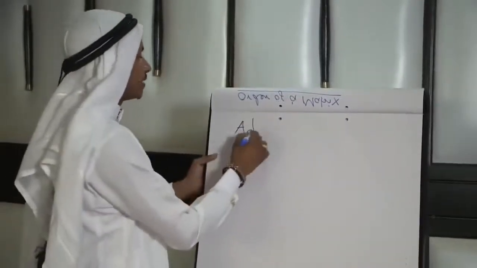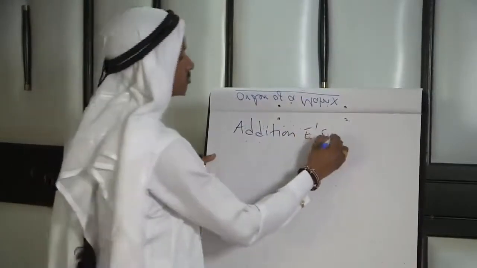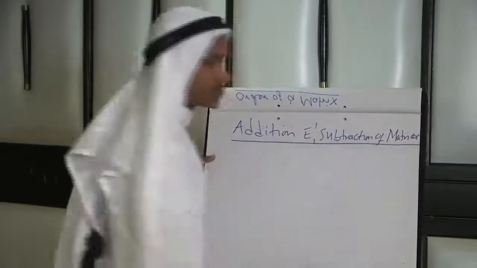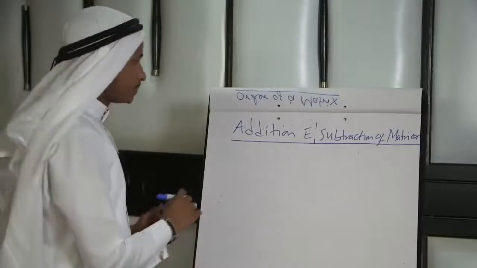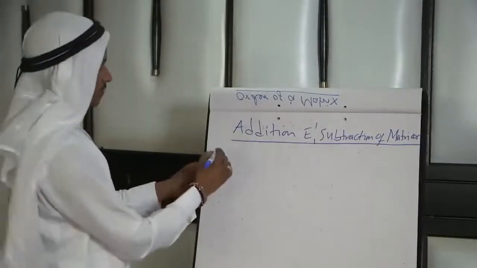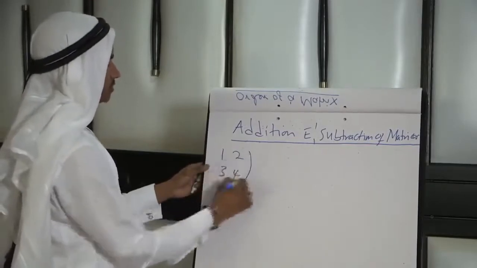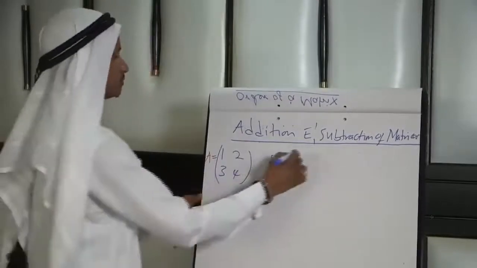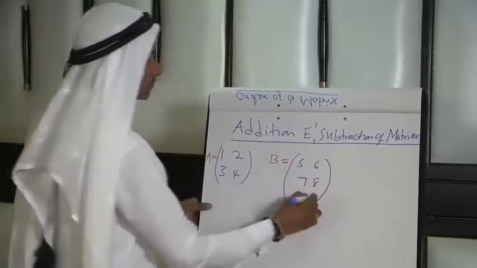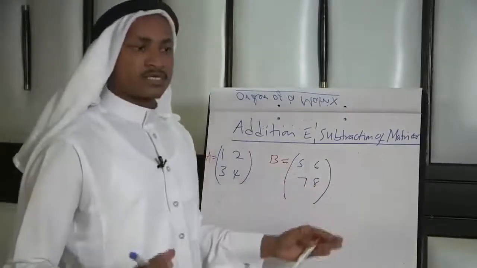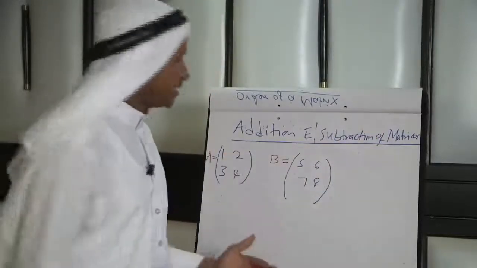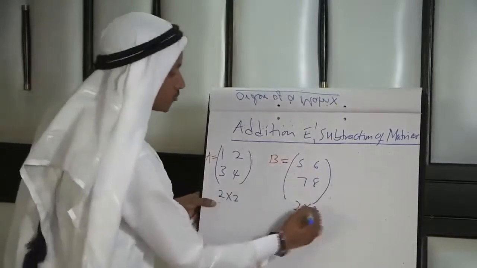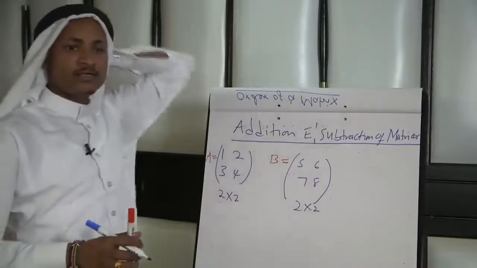So we go to addition and subtraction of matrices. From here I want you to be a little bit keen. If we have a matrix like 1, 2, 3, 4, let's say this is A, A equals 1, 2, 3, 4, and B equals 5, 6, 7, 8. The only way you can add or subtract matrices is when they are in the same order. The same order means this is a 2 by 2 matrix, and this is also a 2 by 2 matrix. Because they are in the same order, you can add them or subtract them.